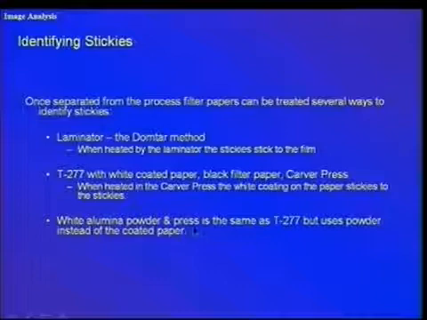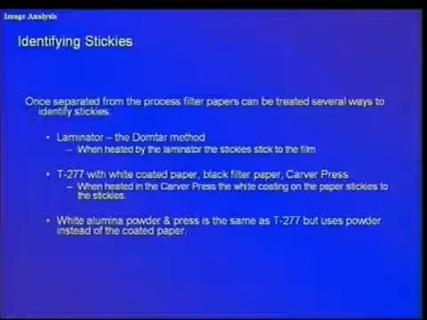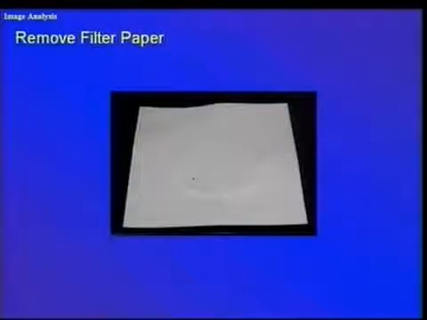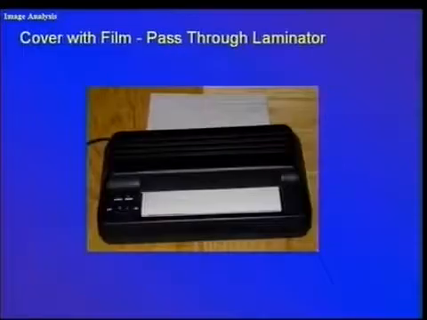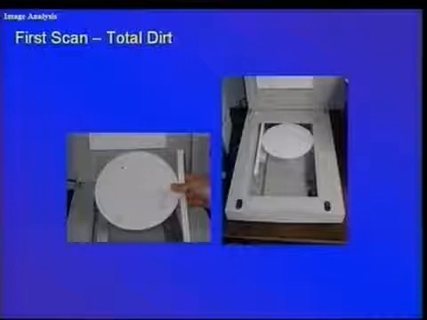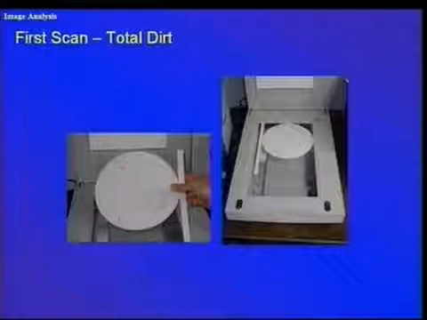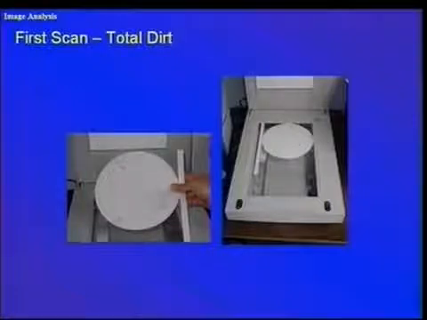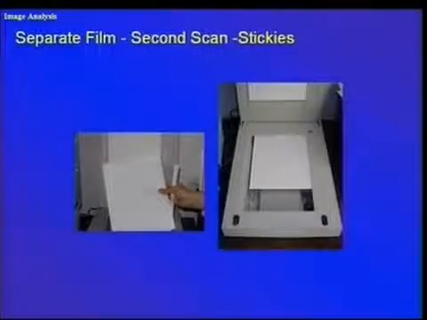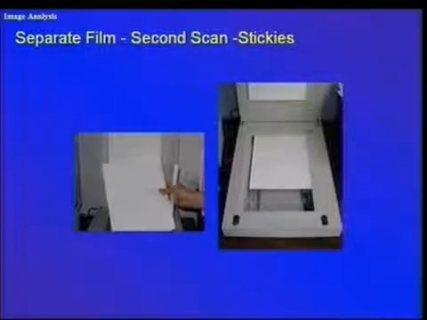The white aluminum powder and a press is the same as 277, but there's a powder that can be used instead. But the idea is to separate the stickies by some means. All these techniques, the image analysis can be used. And here you see an office laminator, and the filter paper is attached to the laminate and separated, and all the dirt is measured, and then you separate the film and you make a second scan and measure the stickies.